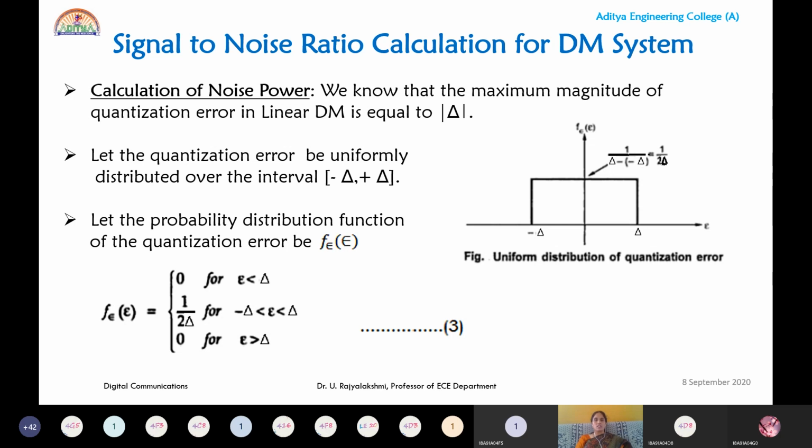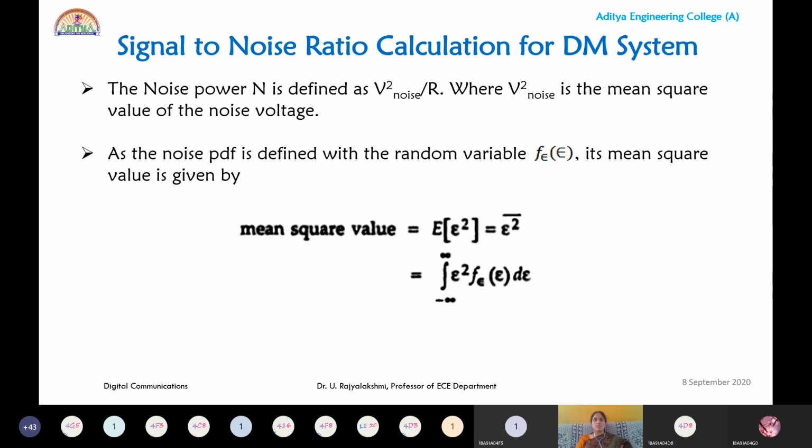Beyond that range, that is when error is less than minus delta, it is 0, and for error greater than delta, it is also 0. When error ranges from minus delta to plus delta, you will get the magnitude as 1 by 2 delta. Please remember this equation as 3.